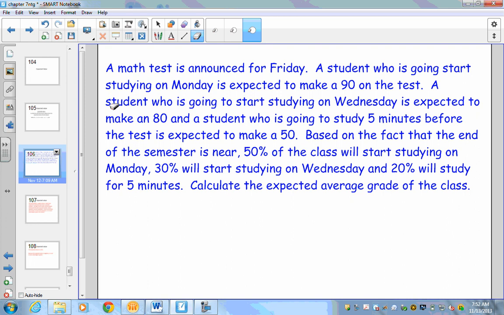So whenever we're dealing with expected value and we're given a word problem, which let me go ahead and warn you, we're going to be dealing with word problems, the first thing you need to do is highlight all of the different outcomes or all the different choices that are mentioned in this particular question. So what we have here, if you read, is a situation where students can either start studying on Monday, they could start studying on Wednesday, or they could start studying 5 minutes before. Okay, so what we have is three outcomes.